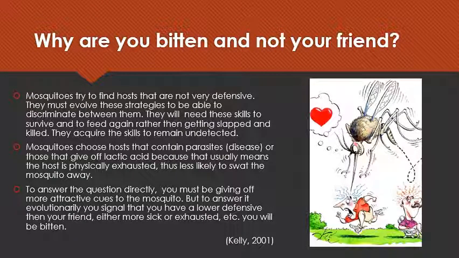I also want to answer the question as to why some people are bitten more than others, or more accurately speaking, why are you bitten more than your friend? Well, to answer this question, mosquitoes try and find humans that are not very defensive or will not feel them and swat at them, leading to their deaths. They have evolved skills in order to distinguish between a high defensive person and a low defensive person, such that they choose hosts that contain parasites or those that give off a lot of lactic acid, because this means the host is physically exhausted, thus less likely to swat at the mosquito due to a slower reaction time. The more attractive cues you have, the more likely you are to be bitten. Also, the more sick and not healthy you are, the more likely you would be bitten as well.